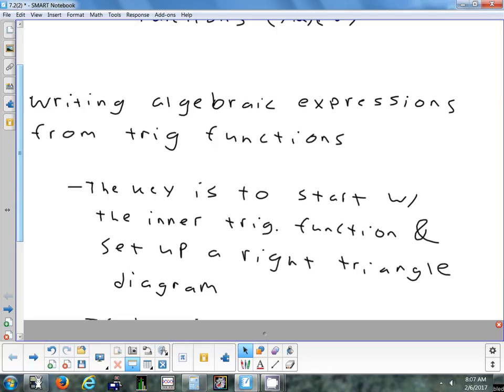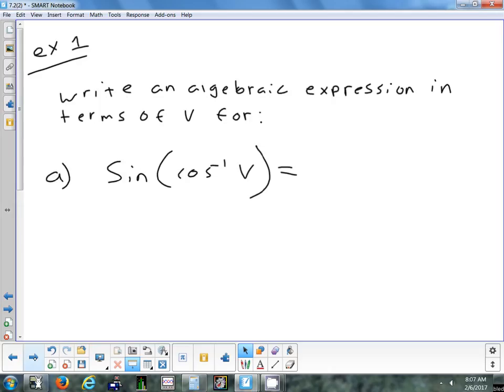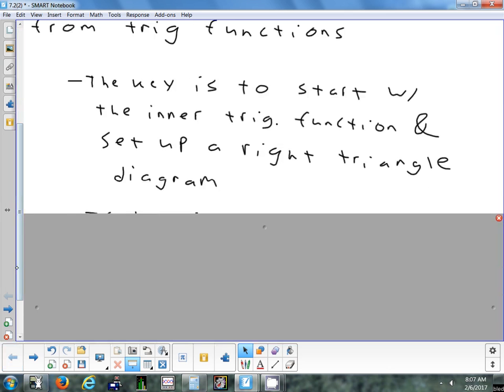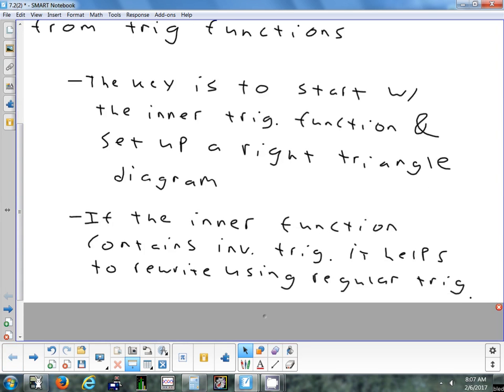And when we want to draw something as a right triangle, generally we don't deal with inverse trig functions. And that's what's on the inside, though. So the other thing we're going to do with that inside function is turn it from inverse trig into regular trig. And then from there, we're going to have to remember the definitions of our trig functions. Sine is opposite over hypotenuse, cosine is adjacent over hypotenuse, and so on. So we're going to start with that inner function. And if the inner function contains inverse trig, we're going to rewrite it using regular trig.